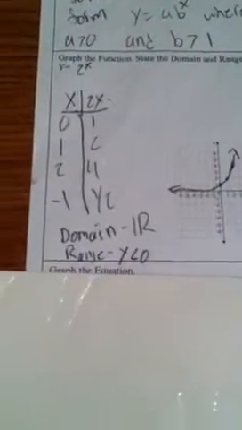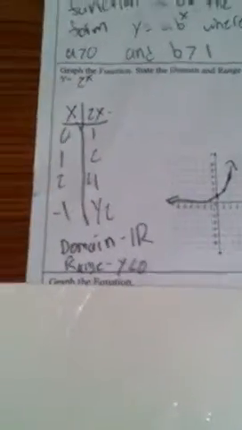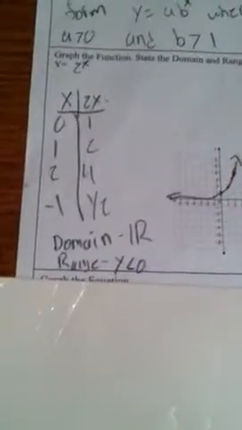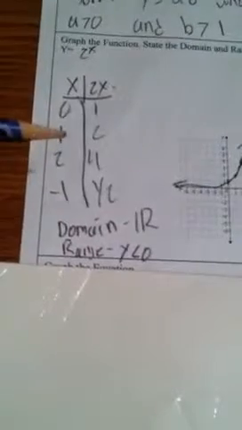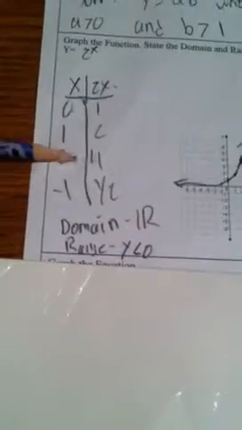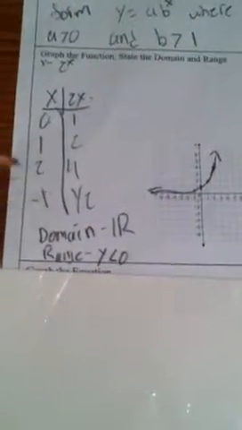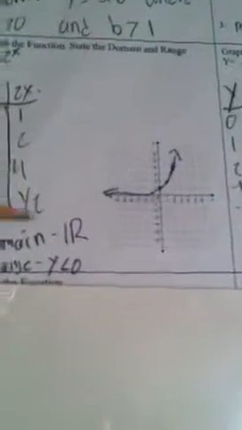Now I'll show you a simple function that we can do together. y equals 2 to the x. It's a simple function. You just make a simple t-chart, x with 2 to the x, and just simple numbers. You got 0, 1, 2, negative 1. Plug them in. 0 is 1, 1 is 2, 2 is 4, negative 1 is half. And then you go over to the graph and you graph them.